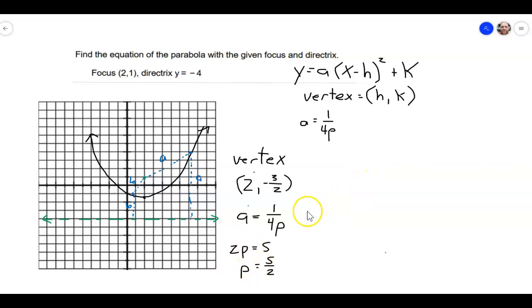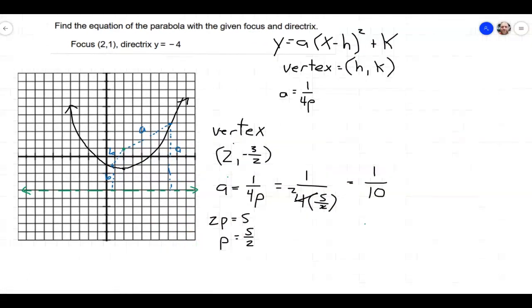All right, so now that we have that, let's go ahead and plug this in here. So a is equal to 1 over 4 times 5/2. That's equal to 1 over, that's 2, so 1 over 2 times 5, 1 over 10. All right, so a is equal to 1/10. So now we have everything that we need to plug in there.